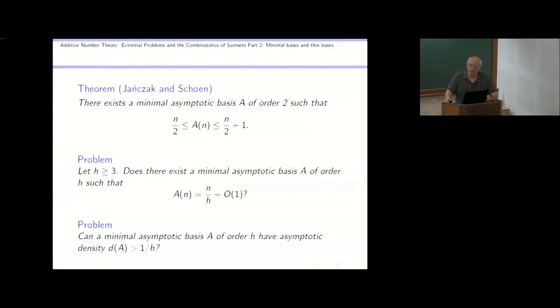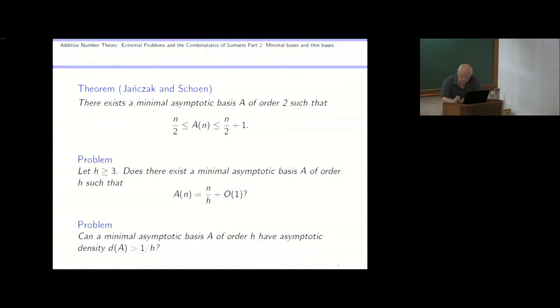But they couldn't deal with the case of bases of order h greater than or equal to 3. So it is still an open question whether you could have a minimal asymptotic basis of order h with A of n equal to n over h plus big O of 1. All right, that's right.